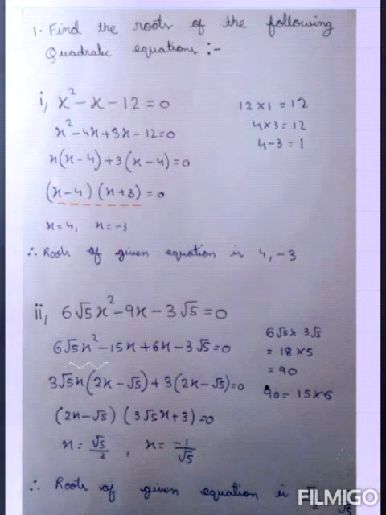If you send minus 4 towards the right side, then it becomes plus 4, and plus 3 towards the right side becomes minus 3. So x is equal to 4 comma and x is equal to minus 3. Therefore the roots of the given equation are 4 comma minus 3. So now we are moving to the next question, which is a little bit complicated.